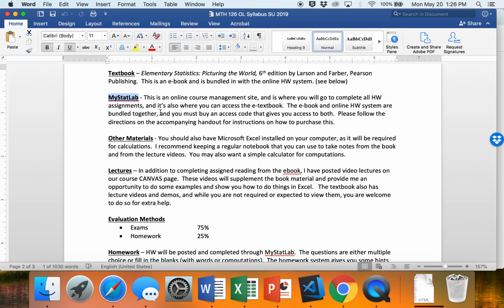And the only difference between buying the book and buying the book plus the homework is like $1. So to be honest, you're mainly buying access to this homework management system, which of course is going to have all of the homework problems, grade all the homework problems, and whatnot. So that's called MyStatLab, and I'll show you in a minute where you go in order to purchase access to that.